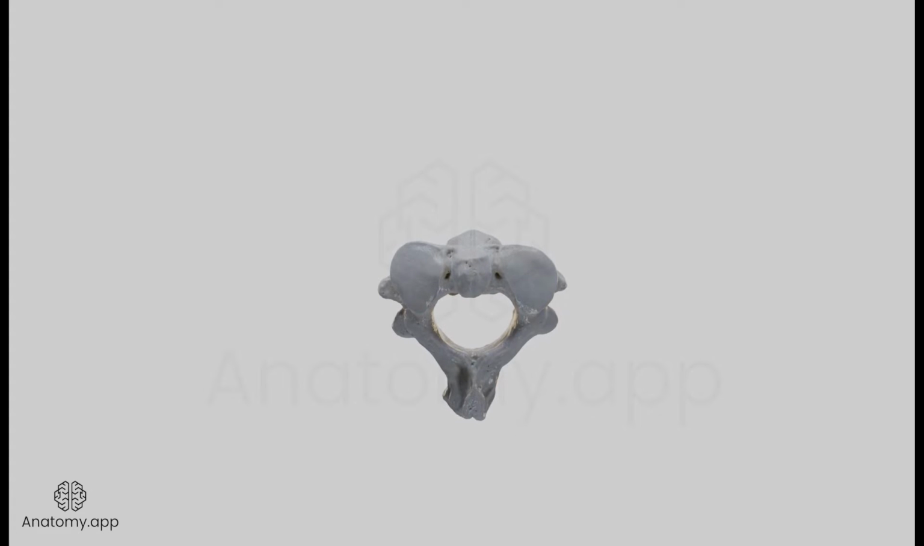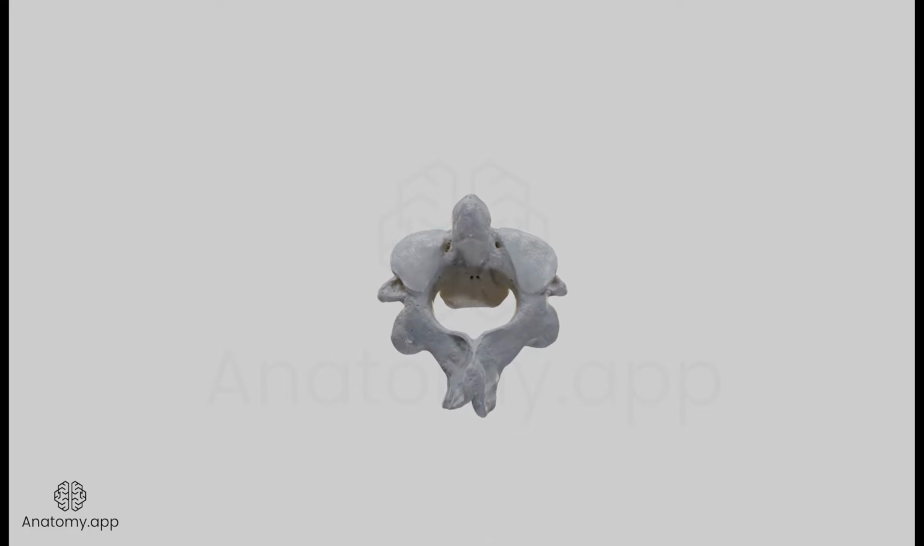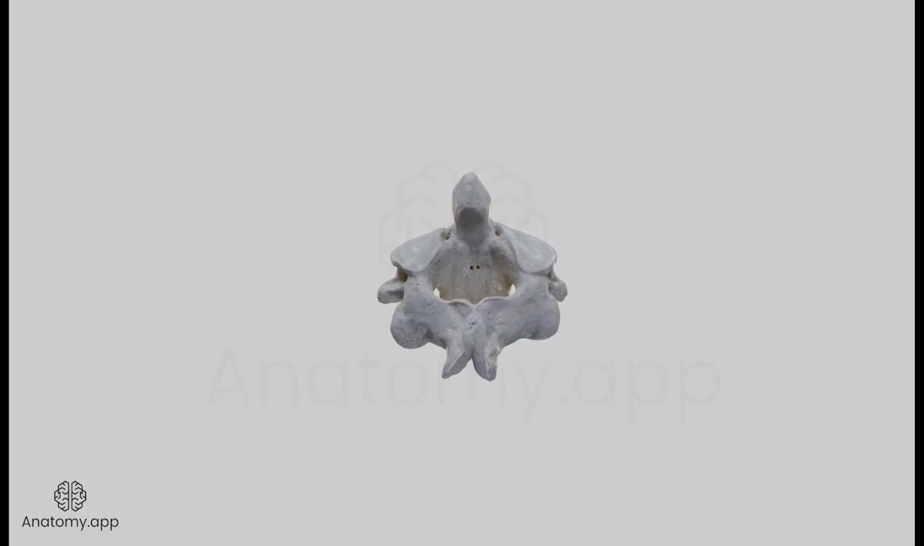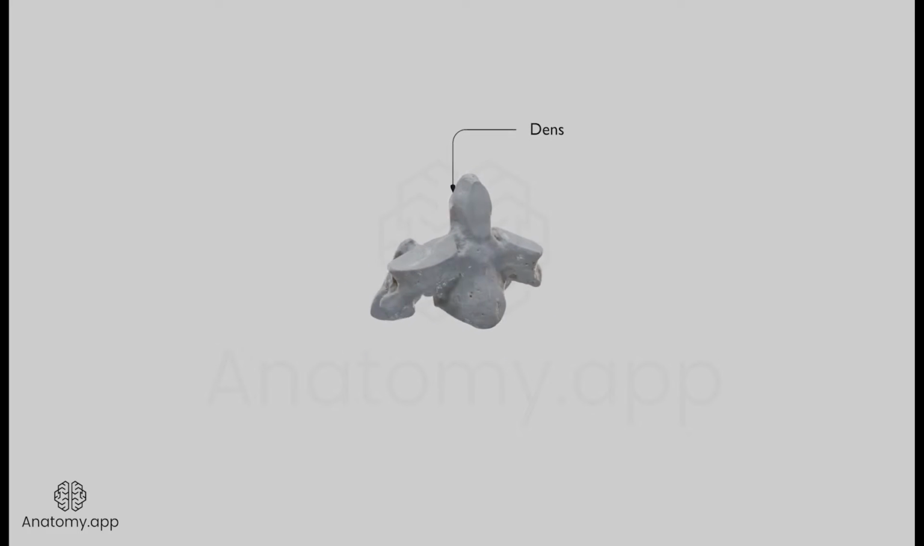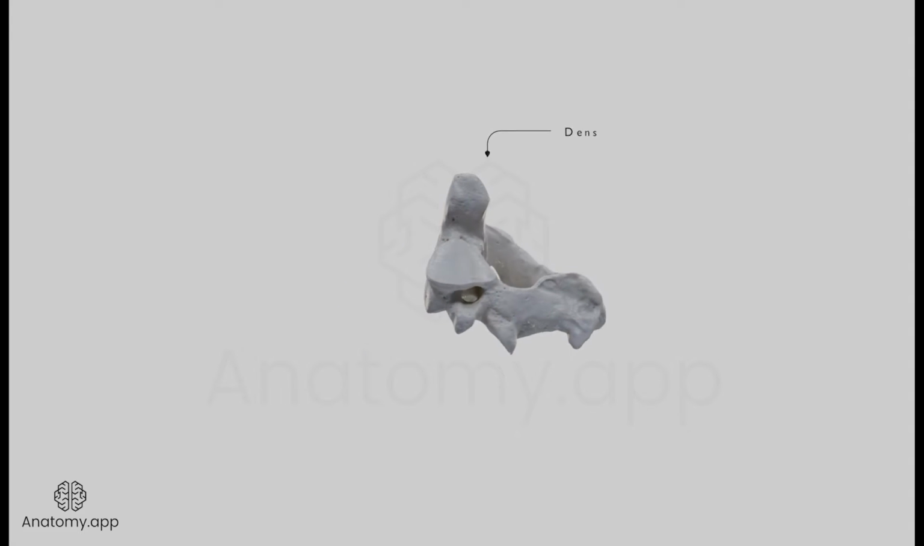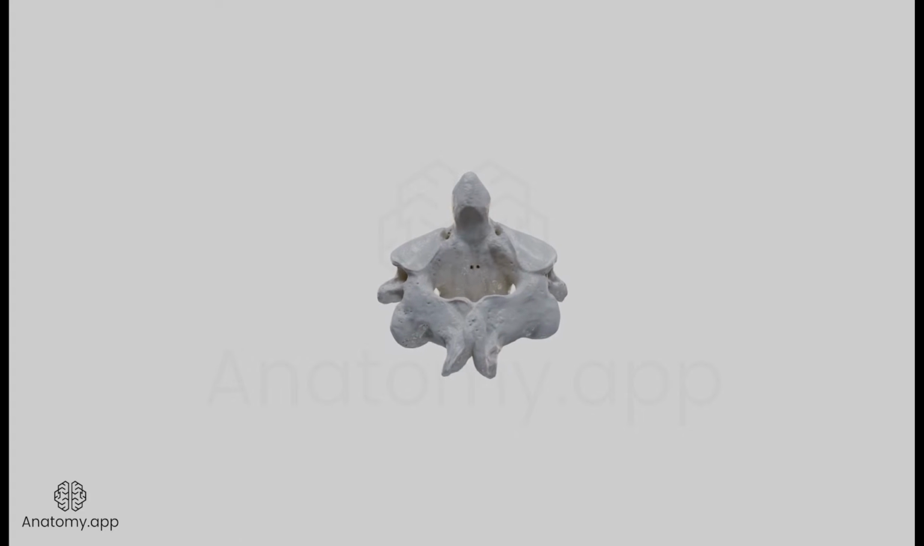Therefore, the dens is involved in head shaking when saying no. The features that are exclusively found on the axis include the following. Dens, or odontoid process, a large tooth-like projection that extends superiorly from the vertebral body.